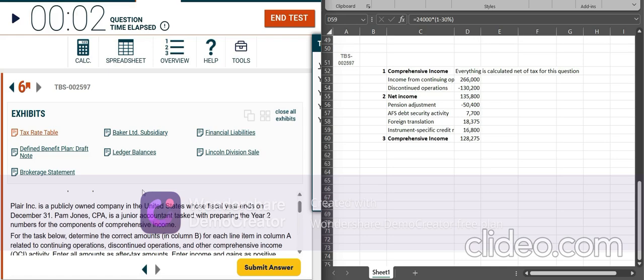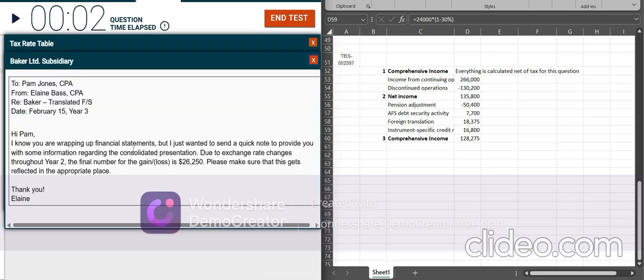Now let's take a look at the second exhibit, which is the Baker Limited subsidiary exhibit. In this exhibit they told us that due to exchange rate changes through year two, the final number of gain or loss is $26,250.